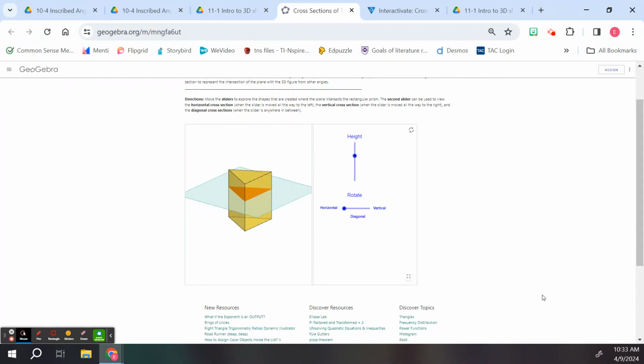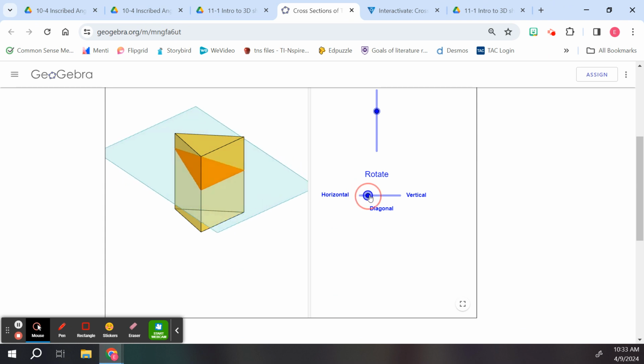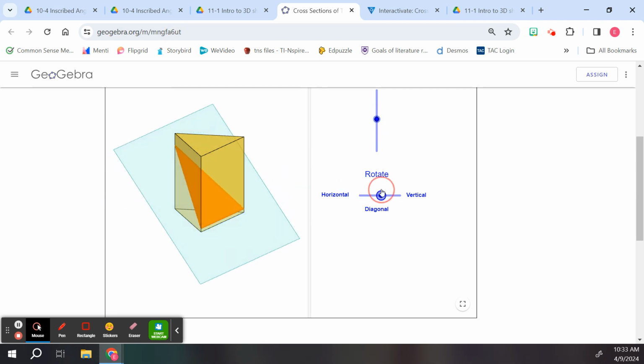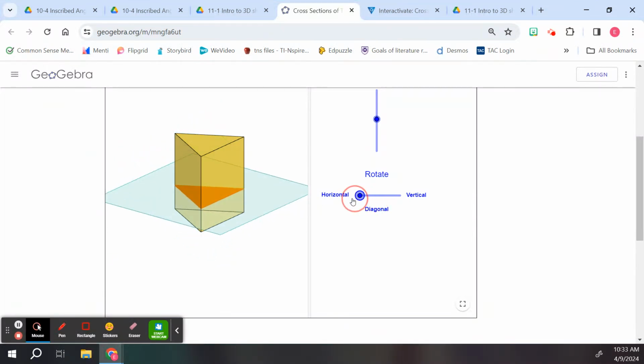All right. So here's the cross section of a triangular prism. Let me see if I can zoom in on this a little bit. If I rotate this, you see how the triangle gets elongated? If I adjust the height, we still see that triangle. But remember, cross sections can also happen on different angles. Here's our vertical cut, how it changed to a rectangle, and so on.